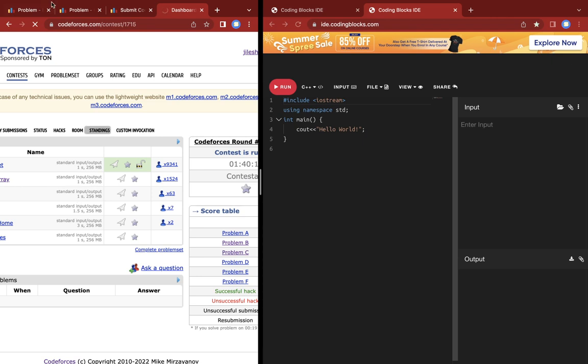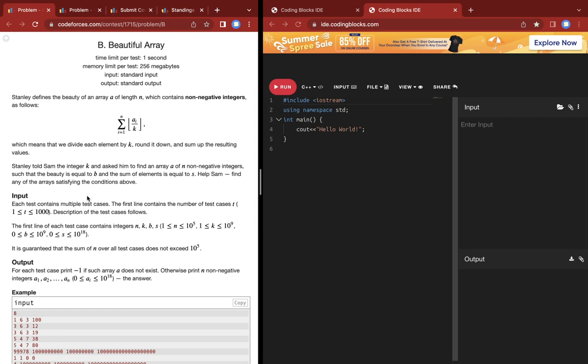Stanley defines the beauty of an array of length n which contains non-negative integers as follows: we divide each element by k, round it down, and sum up the resulting values. Stanley told Sam the integer k and asked him to find an array A of non-negative integers such that the beauty is equal to B and the sum of elements equals S. Help Sam find any of the arrays. So basically, it states, let's take the input.